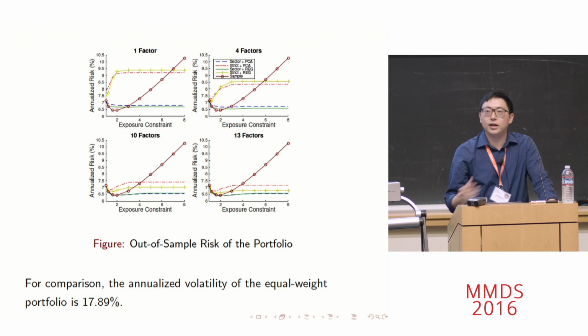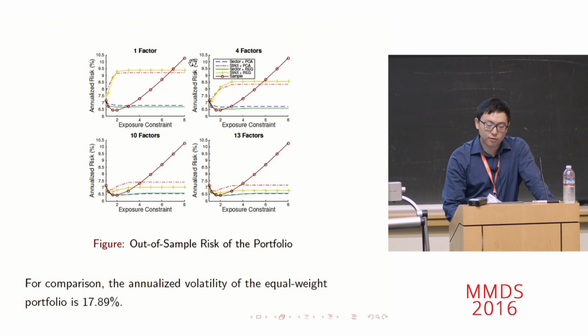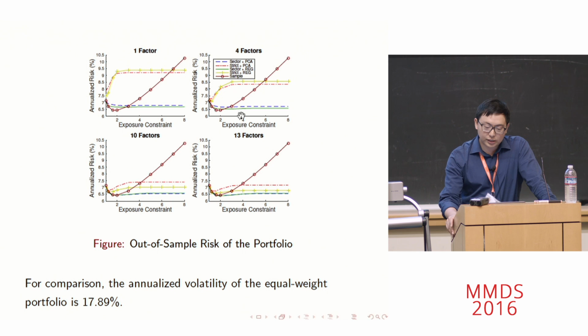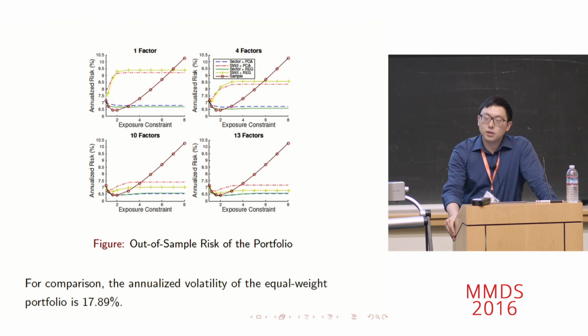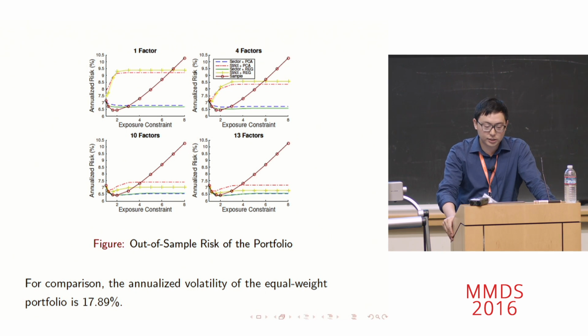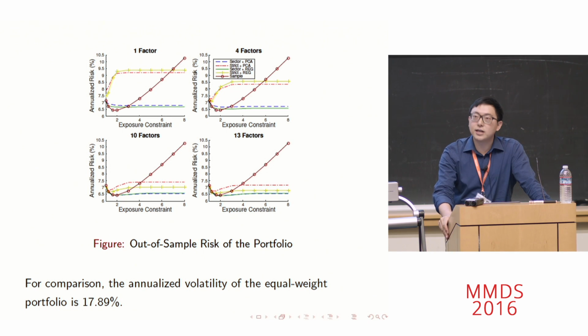So it's going to allocate a big chunk of wealth to Google and minus that to Apple or something like that. It's not well conditioned, and that's why it does not perform very well as we relax the exposure constraint. However, if we use our factor-based strategy with PCA or even with regressions, the performance is pretty stable. The annualized risk over this period is only 6%. And for comparison, the annualized volatility of an equal weighted portfolio is about 17%. So we can certainly do better. And that's it. Thank you very much.